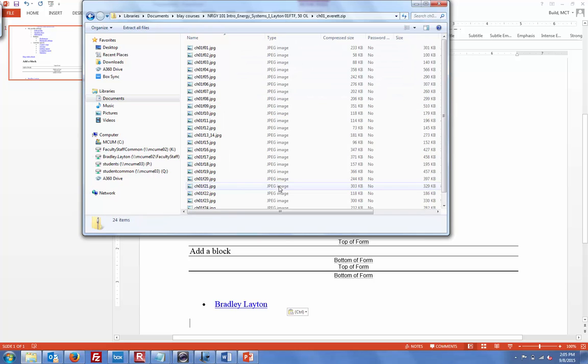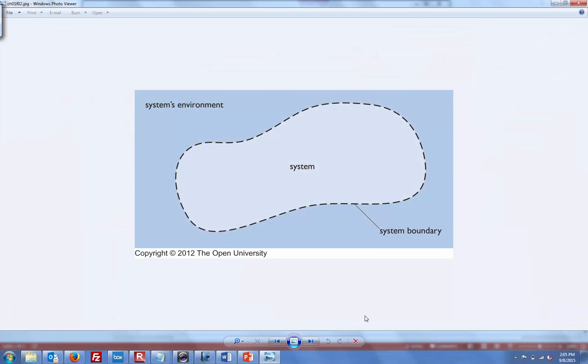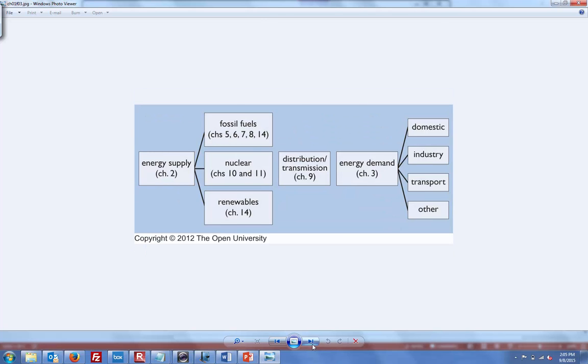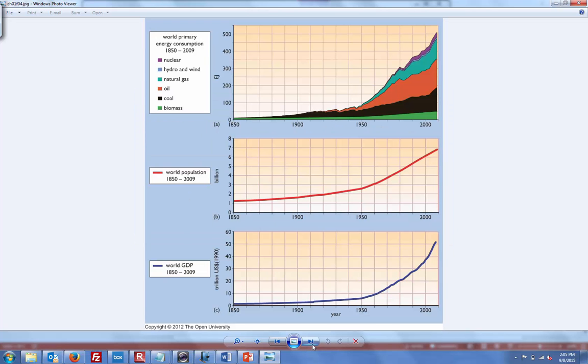I think I got to several of these figures last time. We went over what a system was. We went over the price of oil. This is the outline of the book. This is that 10 megajoule, 200 megajoule problem we looked at previously.